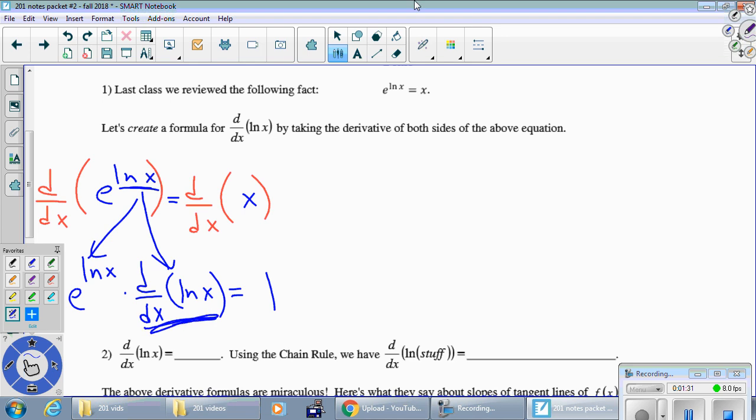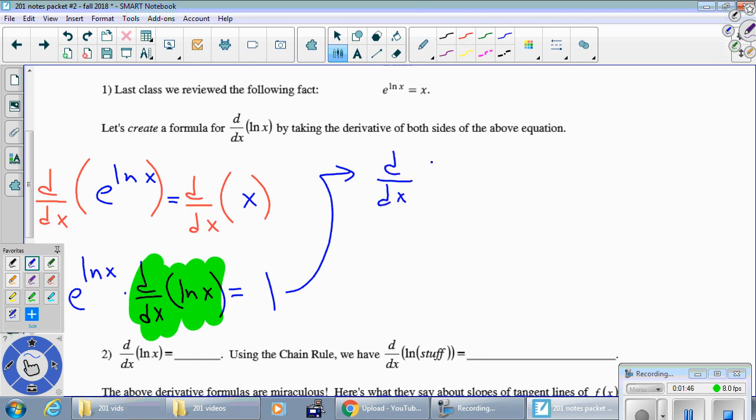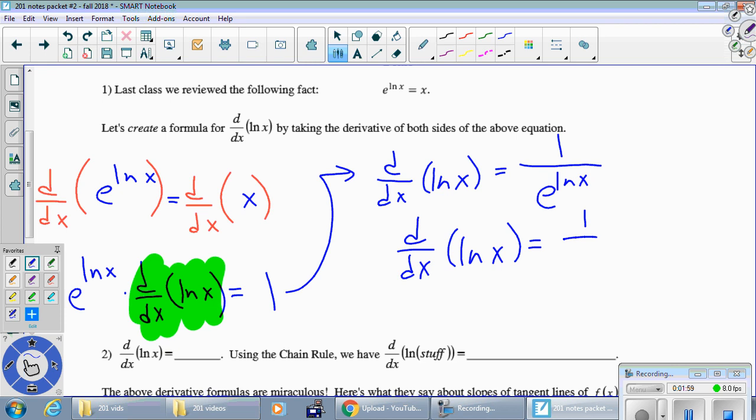Now, we don't know what the derivative of the stuff is. We're actually calculating the derivative of the stuff in this example right here. So let's get this derivative of the stuff by itself by dividing both sides by e to the ln of x. So the derivative of ln of x must equal 1 divided by e to the ln of x. But e to the ln of x is simply x, right? That's one of the properties that we saw last class. So therefore, the derivative of ln of x is 1 over x.